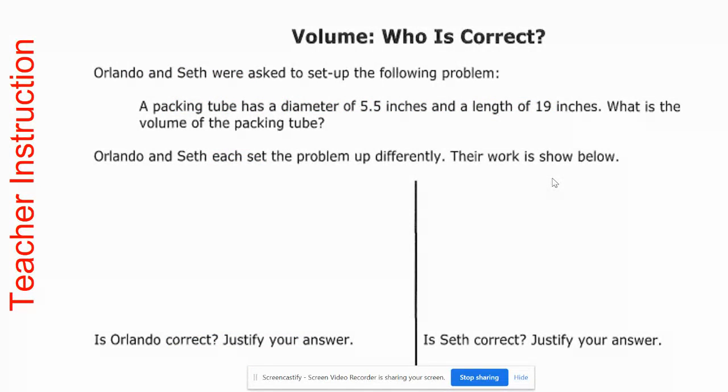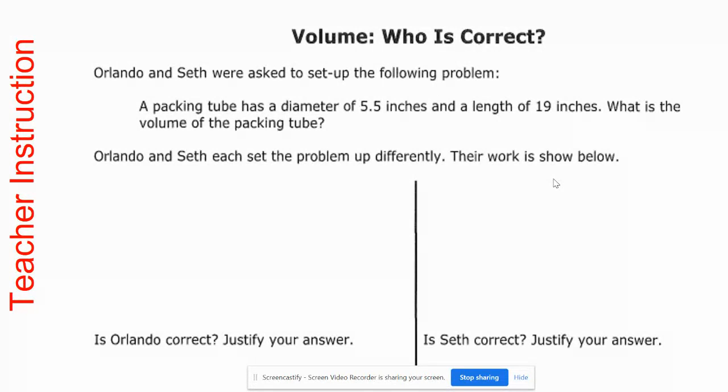Let's take a look at this example. Orlando and Seth were asked to set up the following problem. A packing tube has a diameter of 5.5 inches and a length of 19 inches. What is the volume of the packing tube? Orlando and Seth each set the problem up differently. Their work is shown below. Before we take a look at their work, let's process the information that we're given.